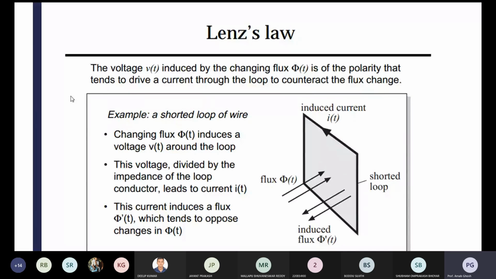A short circuited loop of wire is there. The changing flux phi(t) induces a voltage v(t) around the loop. This voltage divided by the impedance of the loop conductor leads to current i(t). This current induces a flux phi(t) which tends to oppose the change of phi(t). I think you can understand the idea of Lenz's law.